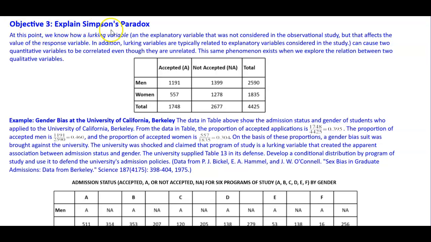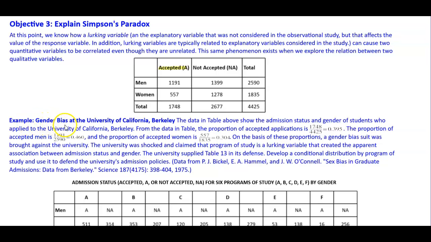Objective 3. Explain Simpson's paradox. At this point, we know how a lurking variable, which is an explanatory variable that was not considered in the observational study, but that affects the value of the response variable, can cause two quantitative variables to be correlated even though they are unrelated. This same phenomenon exists when we explore the relation between two qualitative variables.